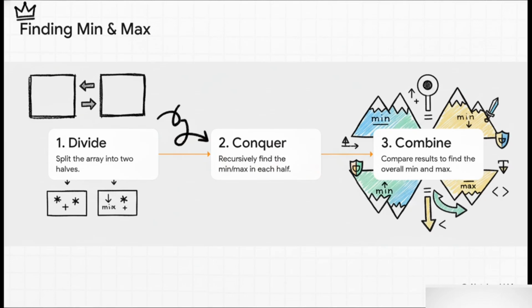You just compare the minimum from the left half with the minimum from the right half to find the overall min, and you do the same exact thing for the max. It's simple, it's elegant, and it just works.